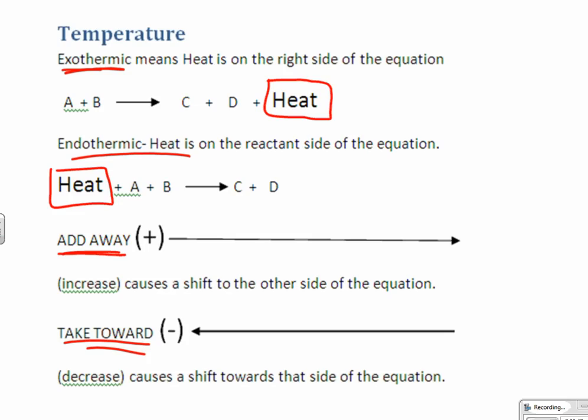Now remember, we talked about P over R, products over reactants is equal to Keq. Remember, temperature is the only thing that changes K. Only thing. And what happens to the products happens to Keq, because they'll ask you.